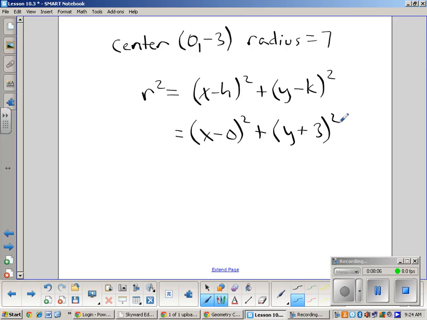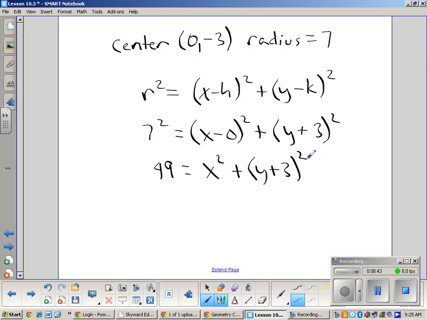So notice we have to use the opposite in the formula of the center, right? They're both opposites. And then r is 7, so this is 7 squared. So if we clean it up, we get 49 is equal to x squared plus y plus 3 squared. You agree with that?